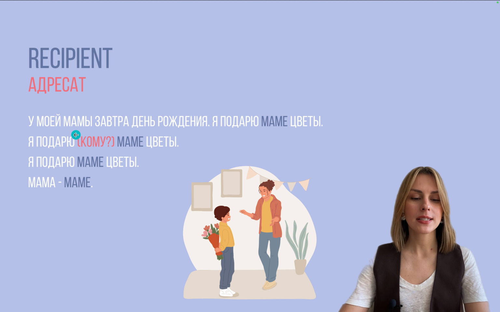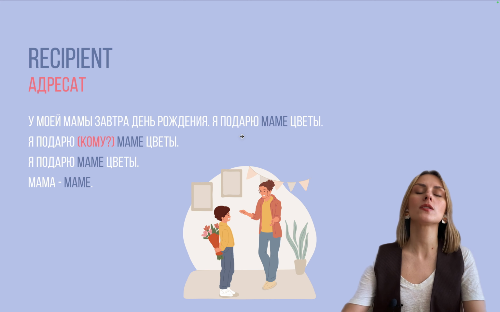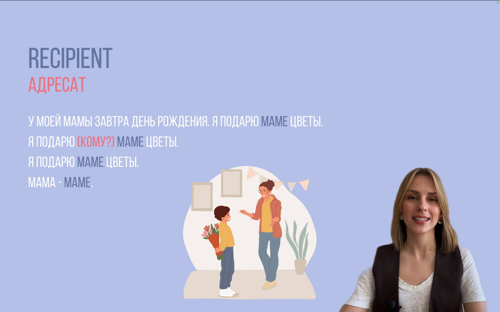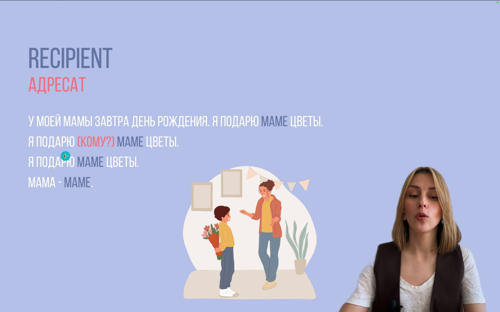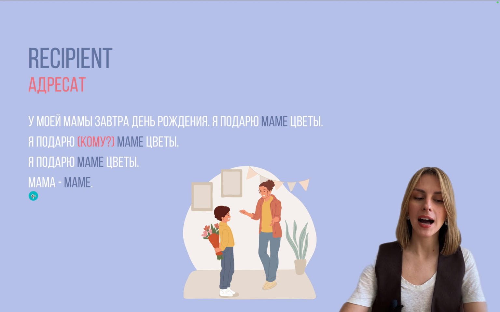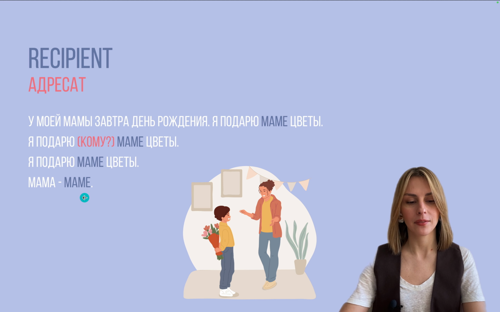У моей мамы завтра день рождения. It's my mom's birthday tomorrow. Я подарю маме цветы. I will present, I will give as a present. Я подарю кому? Who is the recipient of the present? Мама. Я подарю маме цветы. Я подарю кому? Dative. Маме цветы. Мама, маме.